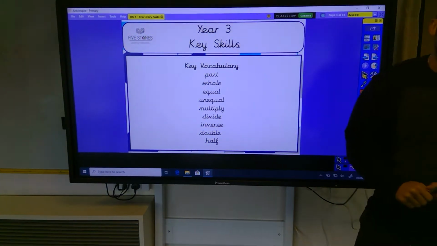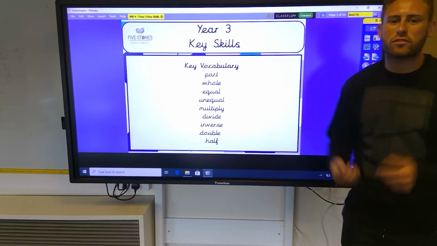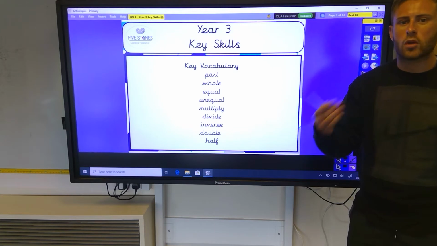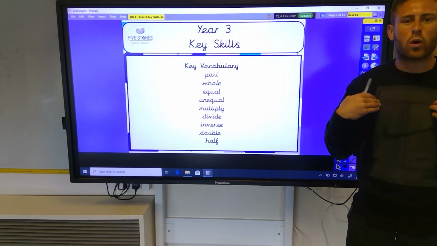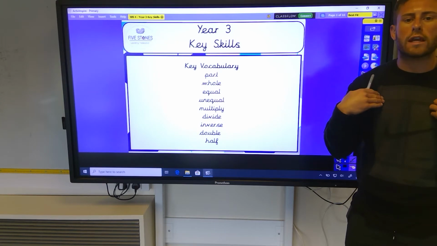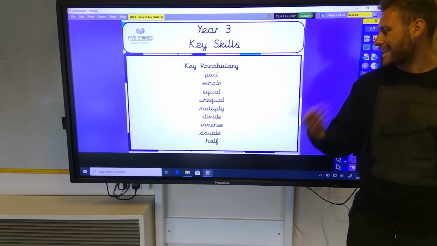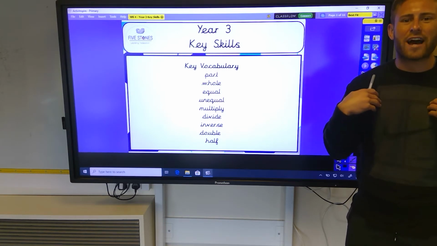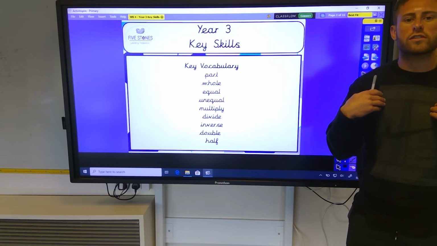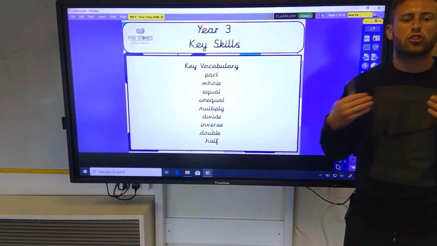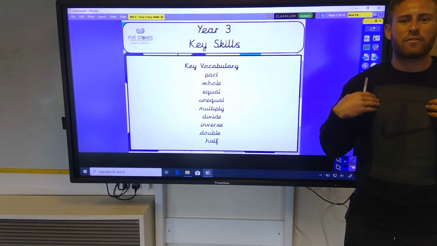The key vocabulary we have got today includes part, whole, equal, unequal, multiply, divide, inverse, double, half.